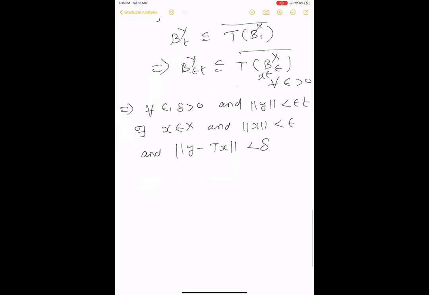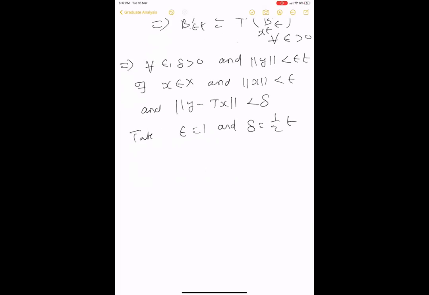Now using this, I want to get a sequence. This proof I am directly taking from Sunder's book, and you can find it in any book, it will be the same. Now take epsilon equal to 1 and delta equal to half t. We will go on taking different epsilon and different delta, and then we will get a sequence. And let y naught be in B(t).